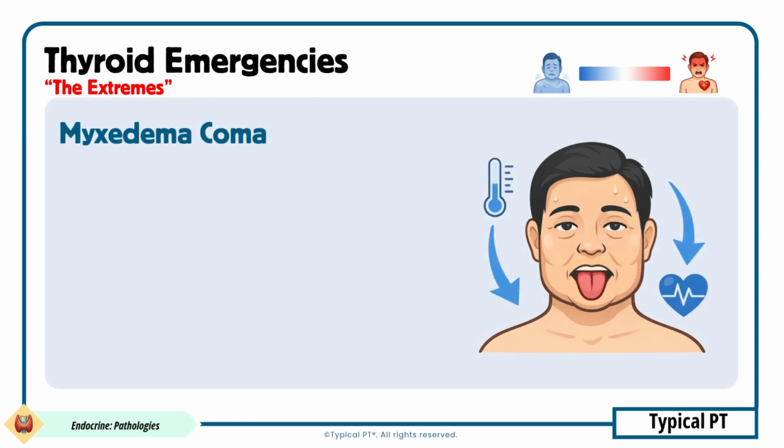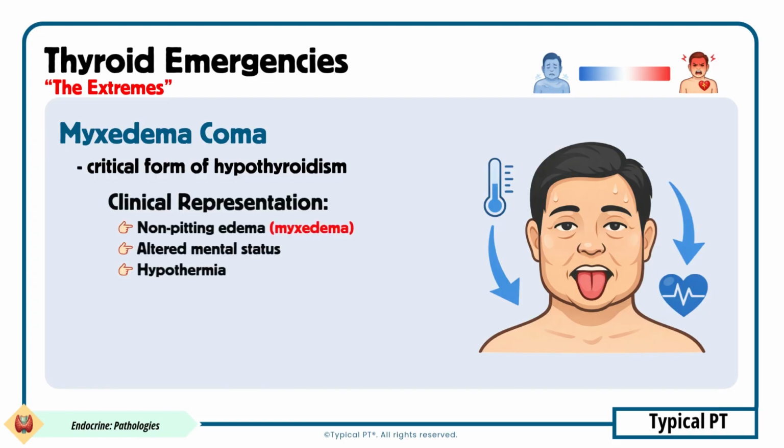First is the myxedema coma, which is a critical form of hypothyroidism. Patients often present with a non-pitting edema, altered mental status, and hypothermia. Common triggers include infection, trauma, and cold exposure.